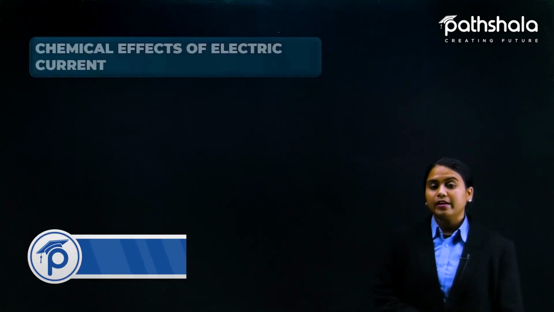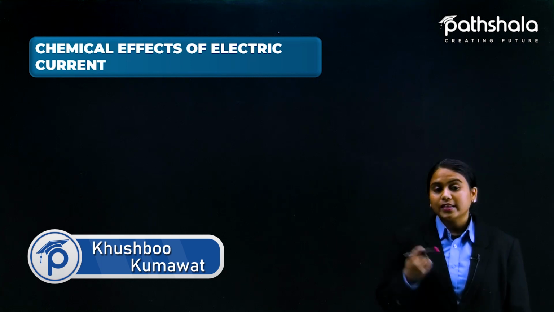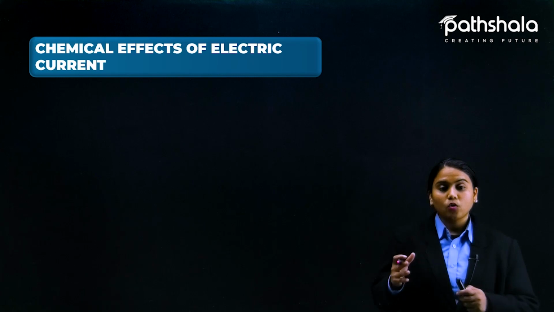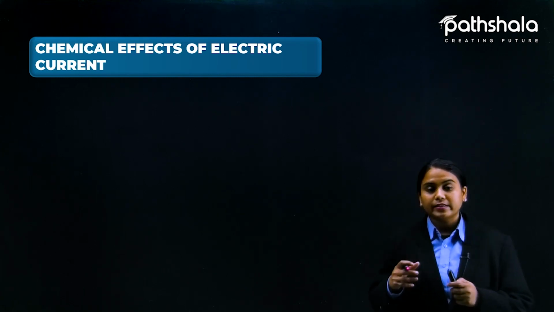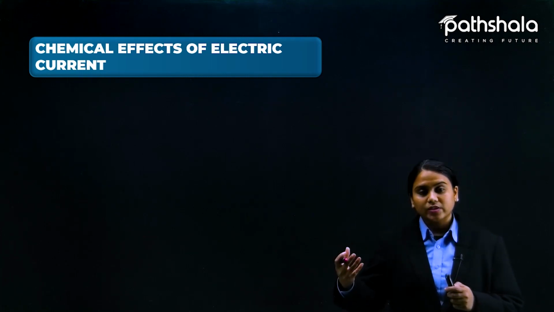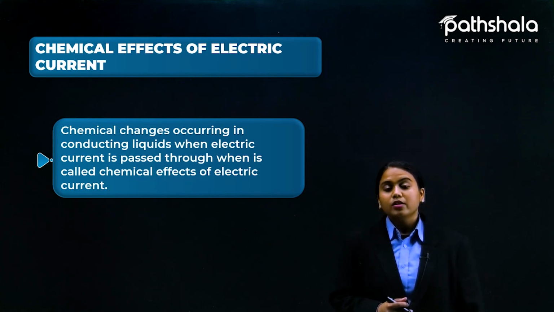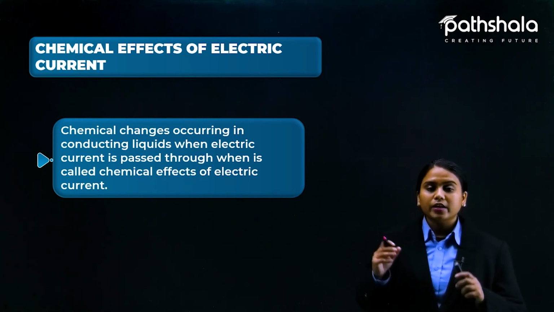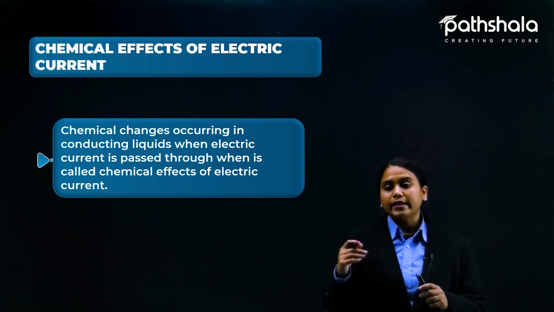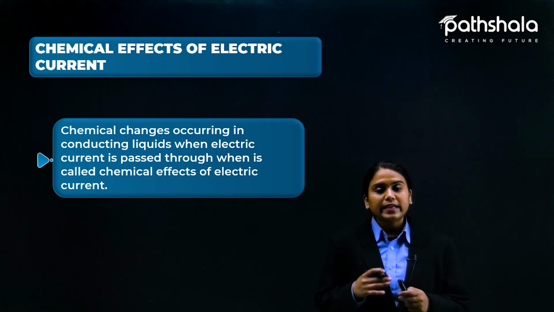Students, here we are having the next topic, that is chemical effect of electric current. As the name suggests, this is the main heading of this chapter, and you know that with the help of electricity we are going to see the changes of the reactions. So let us see what chemical changes there are. Chemical changes occurring in conducting liquids when electric current is passed through are called the chemical effect of electric current. That is very easy.